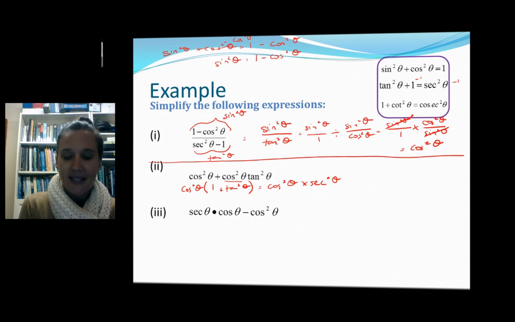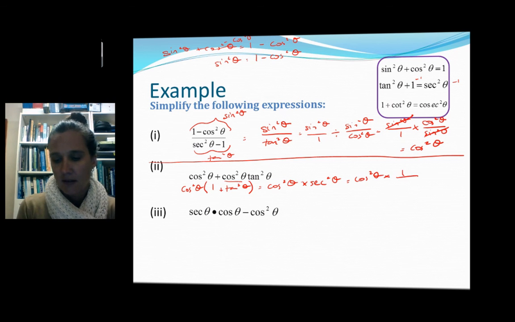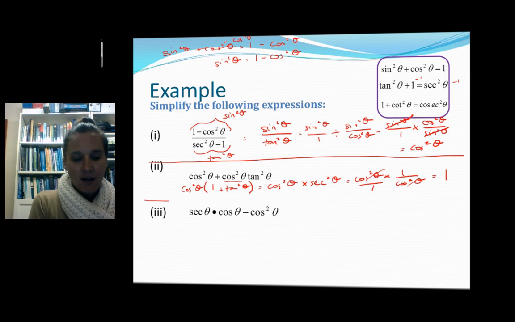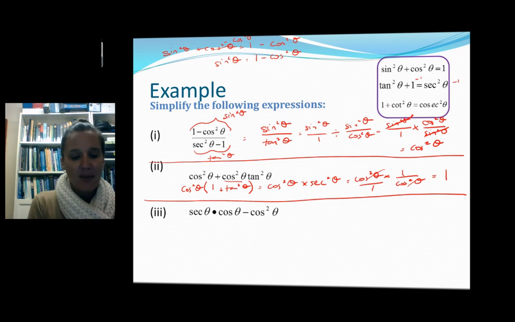So multiplied by sec squared theta. And here we go, sec squared theta is 1 on cosine squared theta. So these will cancel out and we'll be left with 1.